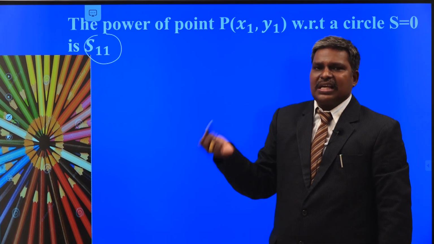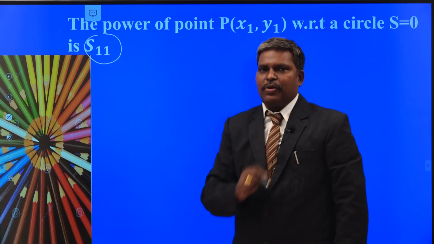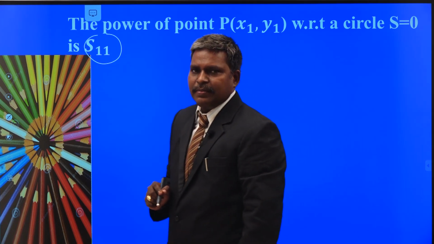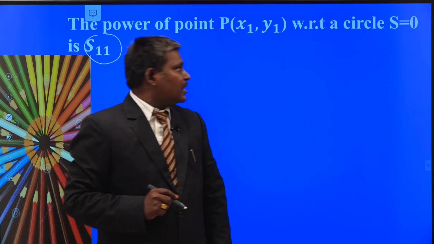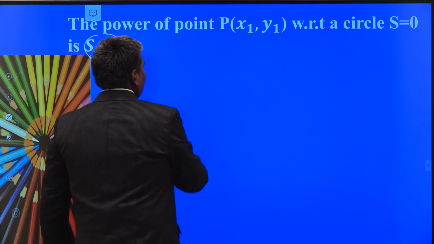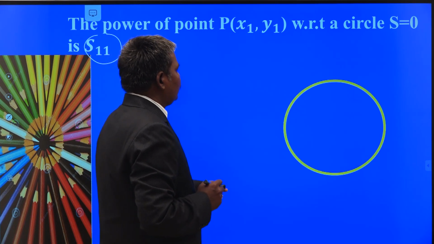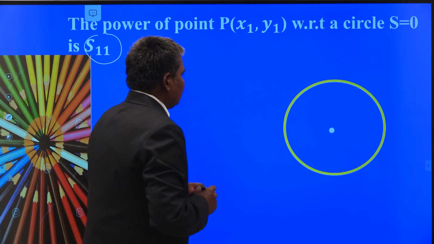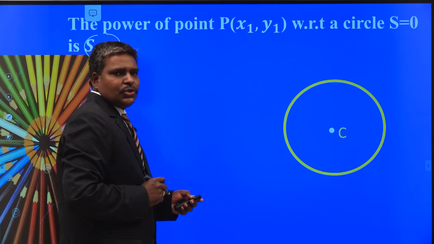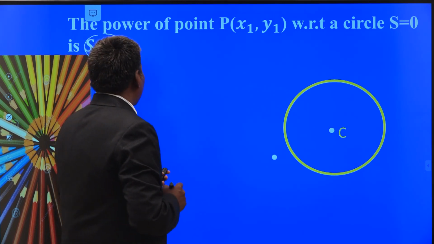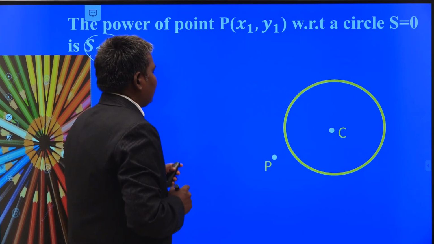What is power? CP square minus R square. What is P? The given point P(x1, y1). What is R? The radius of the circle. So the given circle is what now? S equal to 0. This is the circle, this is the center of the circle as shown in this figure, and this is my point P(x1, y1).